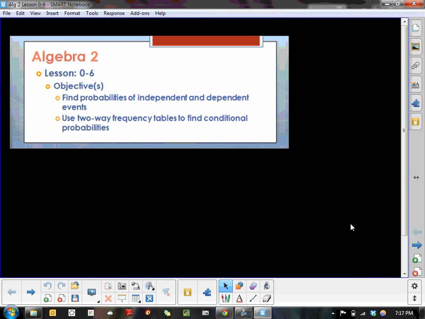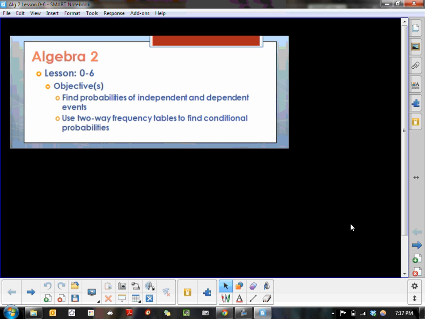In the previous lesson, 0-5, we learned and talked about compound probabilities, and the key word in compound probabilities is the probability of A or B can occur. So the key word is or. In today's lesson, 0-6, we're going to be calculating probabilities of independent events and dependent events. And the key word here is going to be and. So I want you to focus in on those two words.